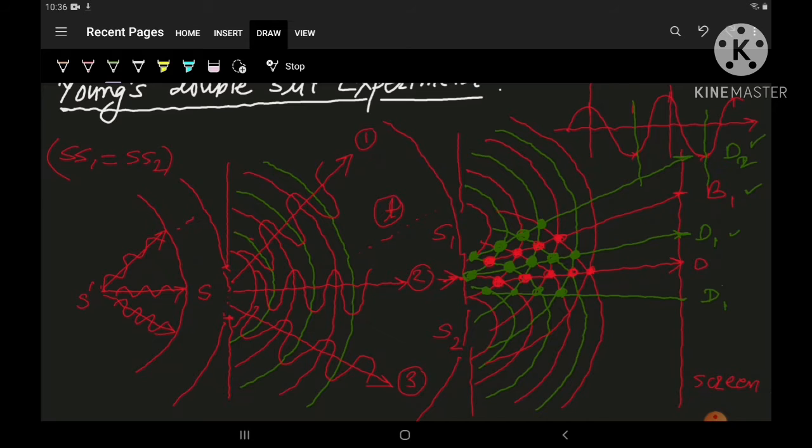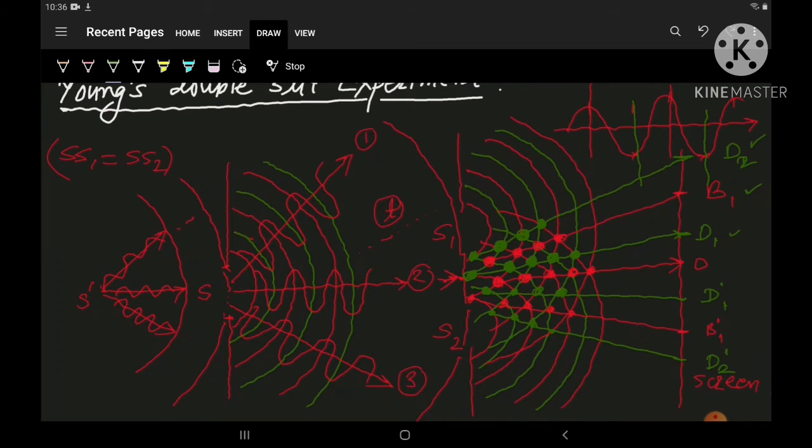So here D1 dash. Now again, the next point is red of both, green of both, red of both, green of both, red of both. It means along these points the line will produce maximum intensity, here B1 dash. Again the next point is green red, green red, green red, green red. So this line will produce minimum intensity, here D2 dash.